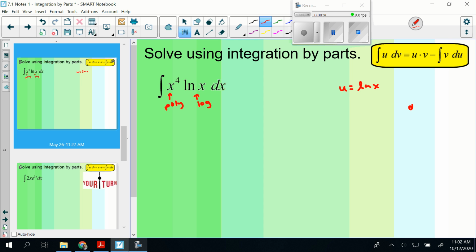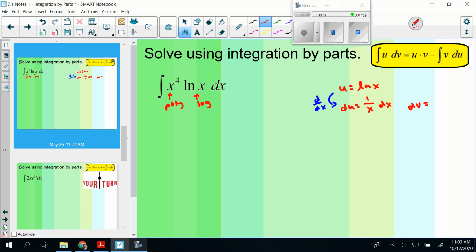And the reason we want to do that is, remember, the rest of this ends up being our dv. On this side, we end up taking the derivative. We want to find the derivative here, which is easy when you do log. It would just be that du equals the derivative of natural log, 1 over x dx.